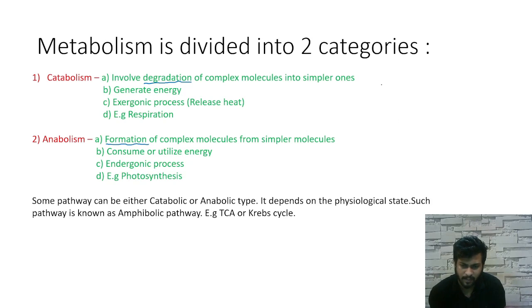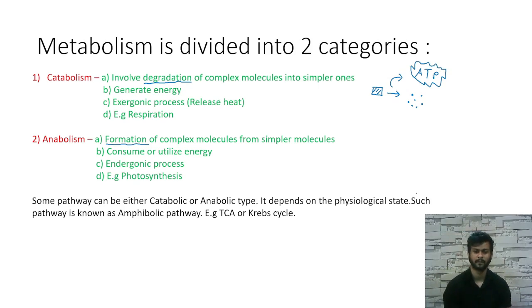Catabolism simply means degradation of complex molecules into simpler molecules. Due to this degradation, energy will get generated. It is an exergonic process; it will release heat. A process in which heat is released is known as an exergonic process. The best example is respiration, which we have been studying from 8th standard, in which there is breakdown or oxidation of glucose molecule into simpler molecules. After complete oxidation of glucose, energy in the form of ATP will be generated.